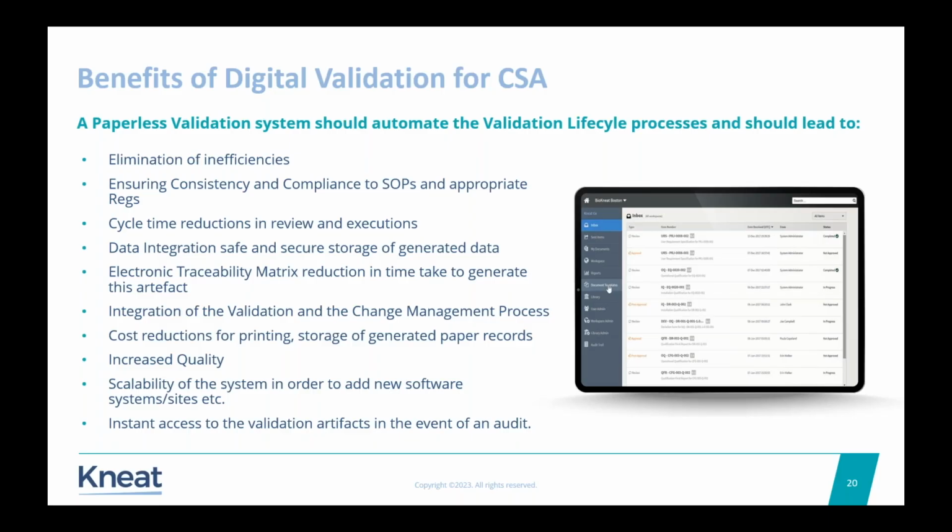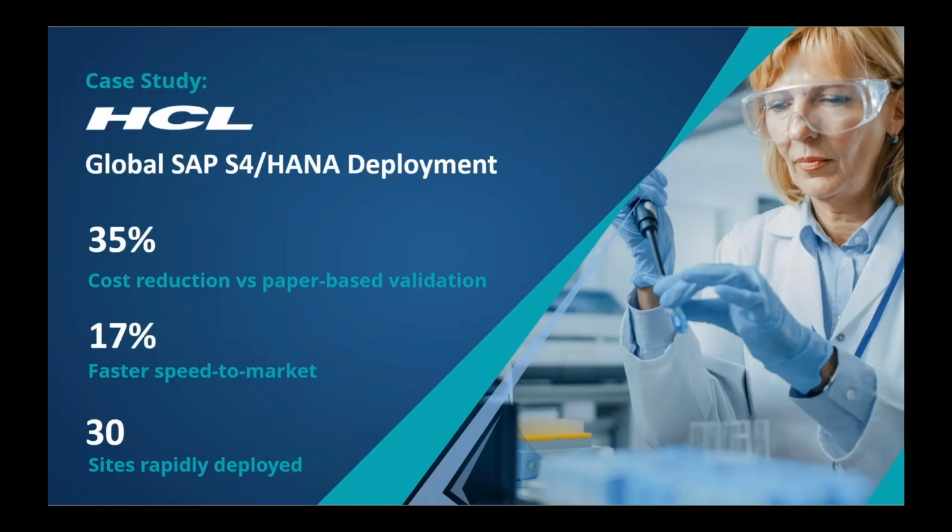So what we'll do is we'll very briefly go through an example of Fuji Bio, where they deployed Kneat, the Kneat system, an electronic validation system, essentially. And we'll just go through some of the benefits of what they've seen. So this is just a case study, and this is available on Kneat's website.